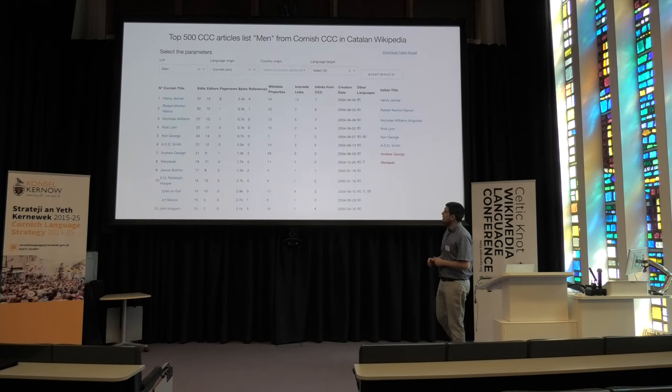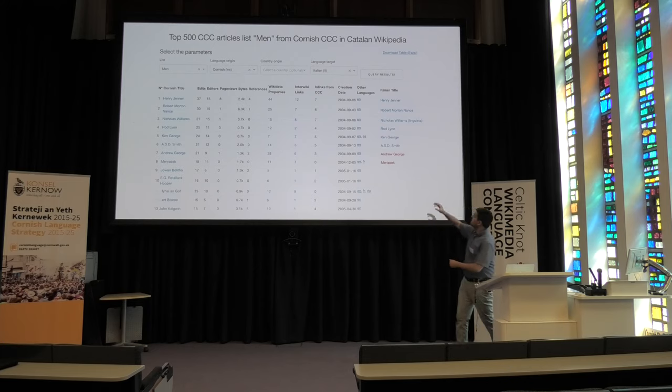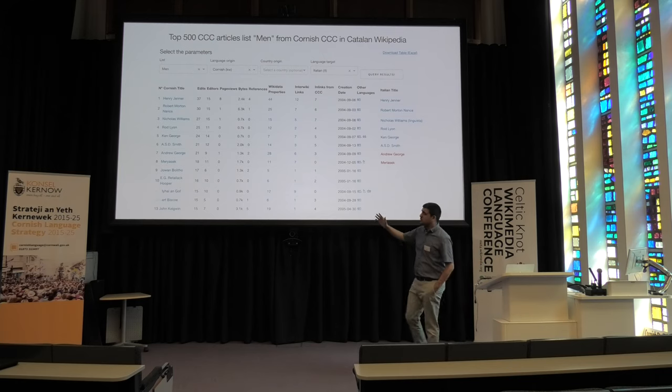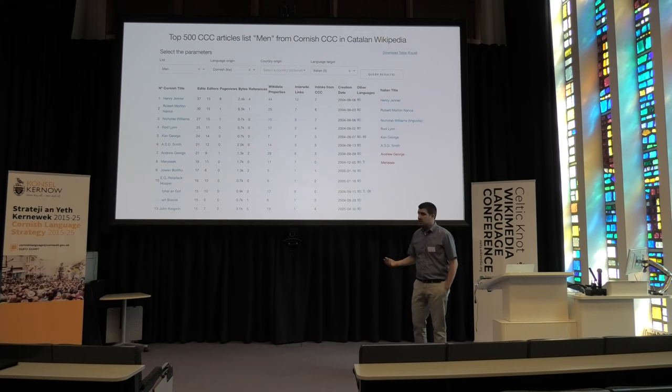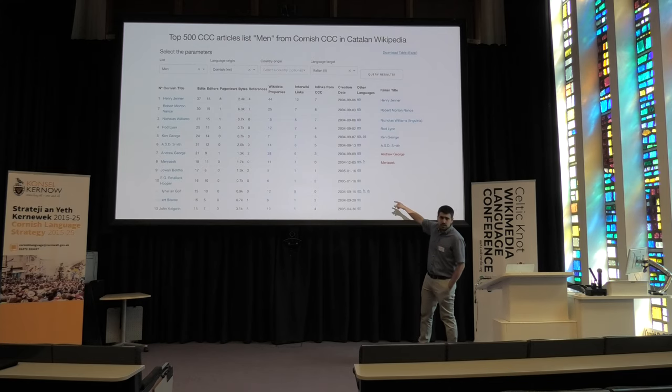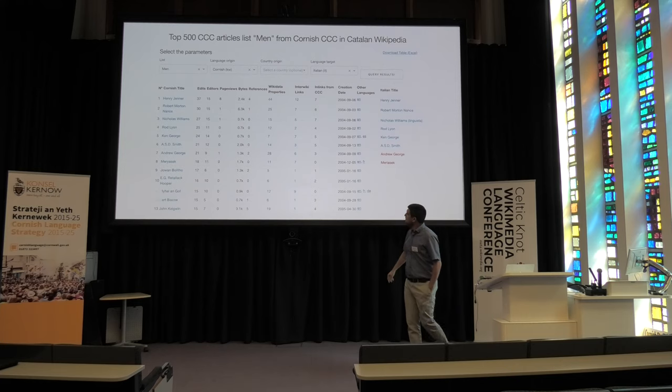We have a table, in this case the first 500 articles, men from the Cornish CCC and their existence in Catalan Wikipedia. And we have the features in a way to guide us to recognize whether these articles are really good, whether they need improvement. And then we have their existence in the languages that cover best the Cornish in this case. And on the final column, their existence in the other language.